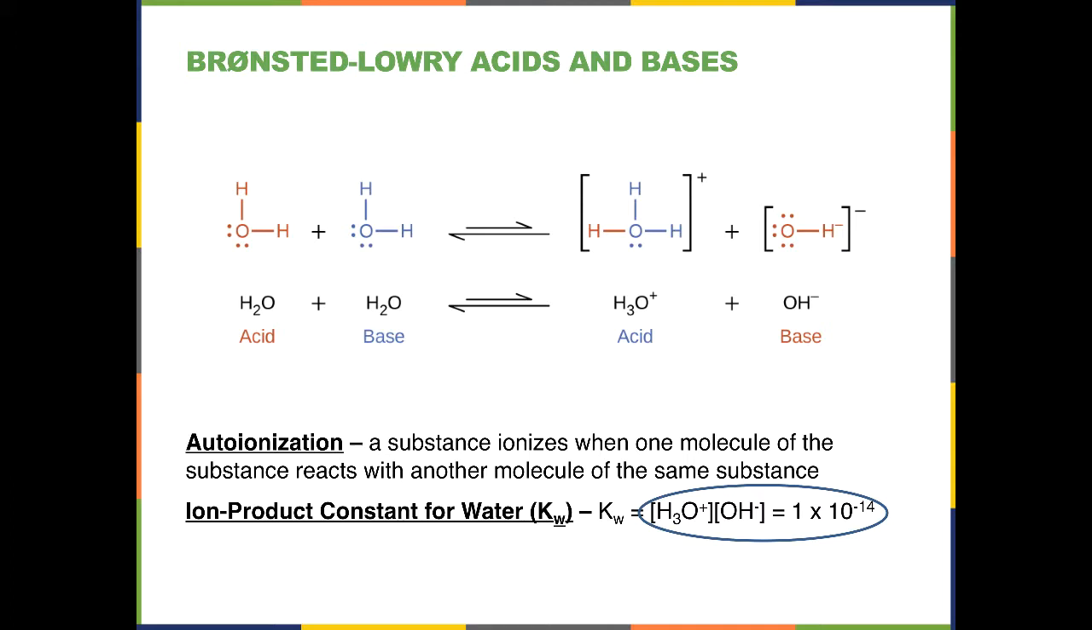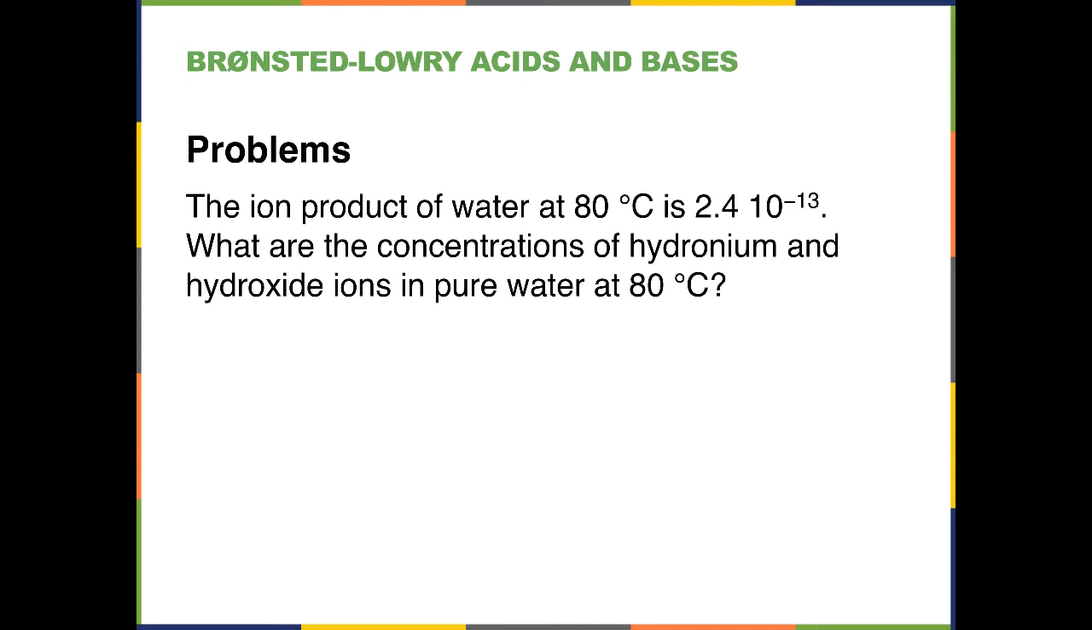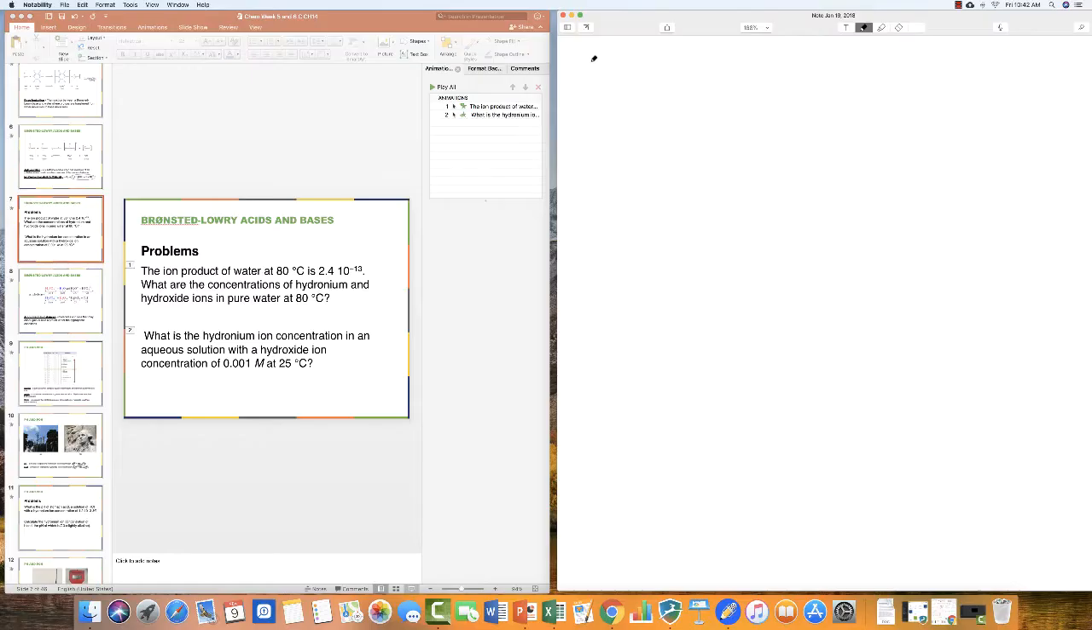Now this does change at different temperatures. You know that the equilibrium constant can change at different temperatures. And indeed, here's a problem where the ion product of water at 80 degrees is 2.4 times 10 to the minus 13. What are the concentrations of hydronium and hydroxide ions in pure water at 80 degrees? Well, let's look at how we would do that.